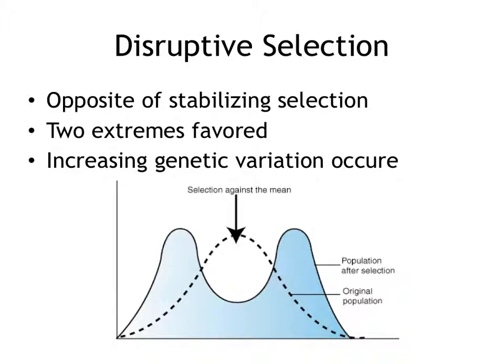The last form is disruptive selection, and it is the opposite of stabilizing selection. In this case, the two extreme traits are favored over an intermediate value, thus increasing variation among alleles and splitting the population into different groups.